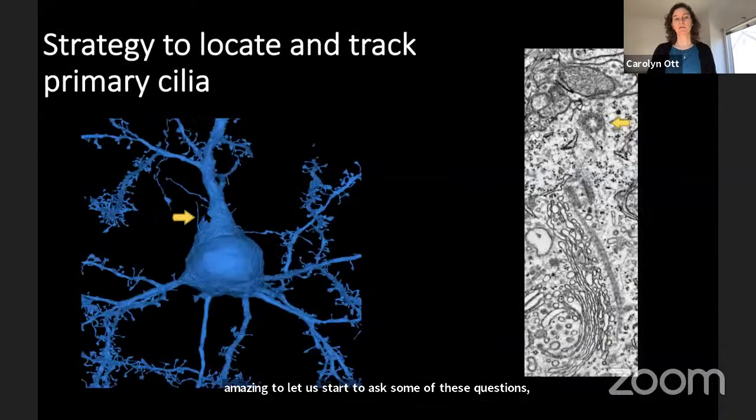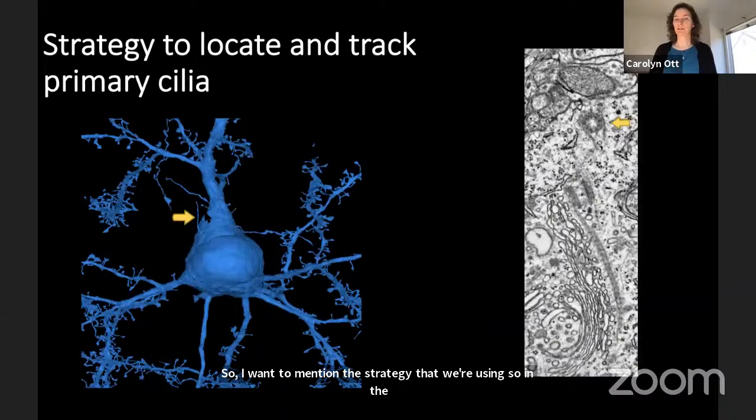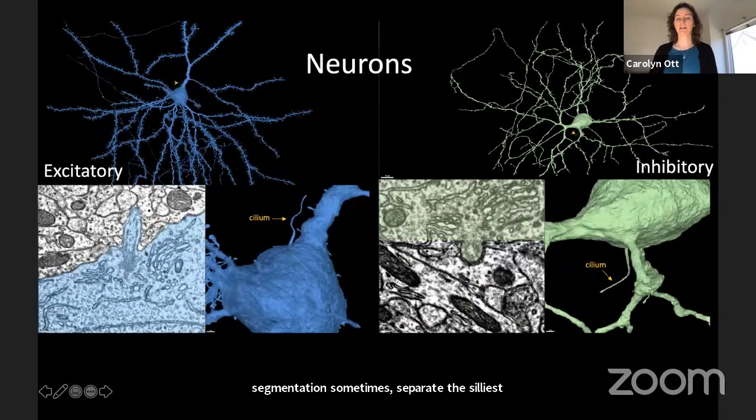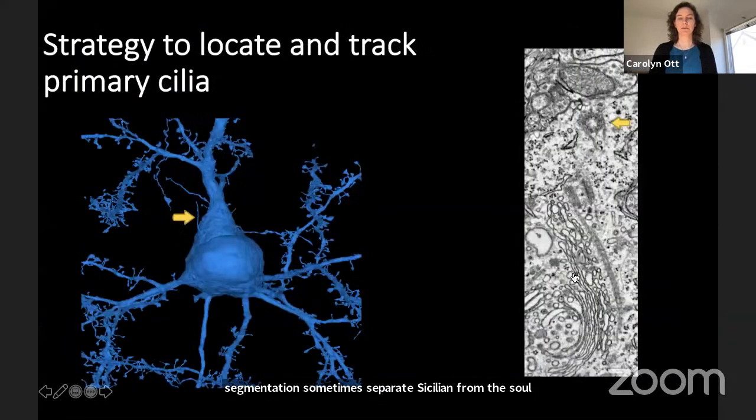So, I want to mention the strategy that we're using. In the segmented data, it's easy and straightforward to find primary cilia. I have an example here. Segmentation sometimes separates the cilium from the cell body. And when that happens, I'm going to play this movie. We use the EM to find the cilium. So the yellow arrow is showing you the centrosome that is the basal body.